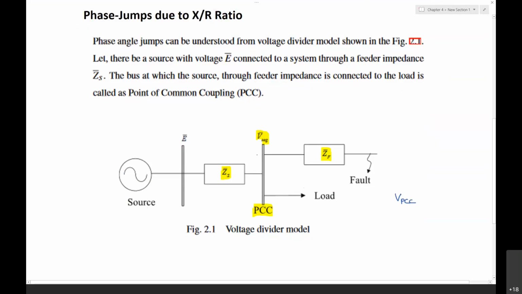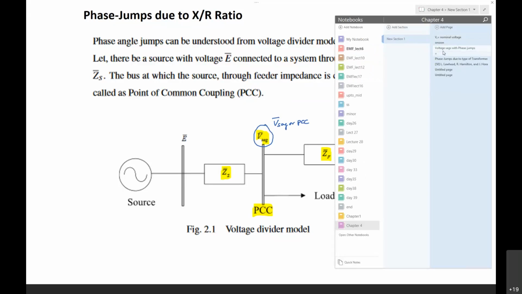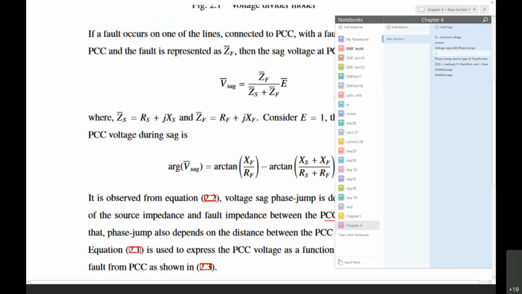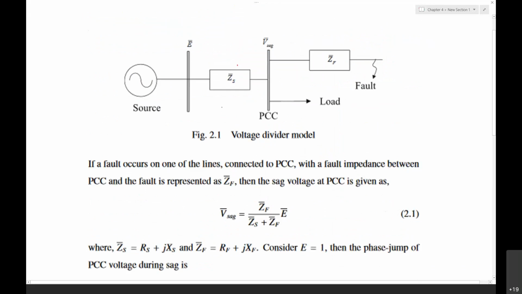We are interested in finding this particular voltage, a phasor, that is V sag or the PCC voltage during the fault. We are deriving the PCC voltage or the sag voltage when there is a fault. This is simple by the voltage divider rule.